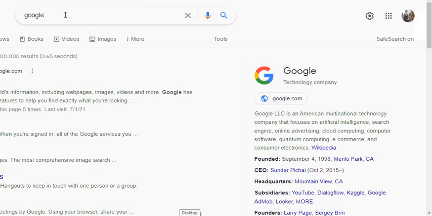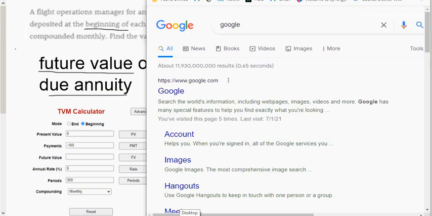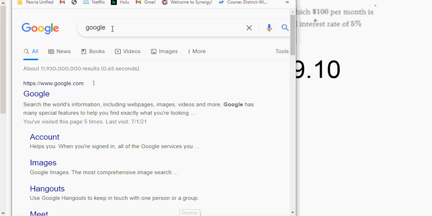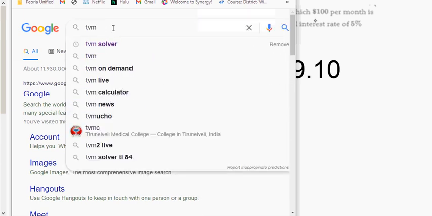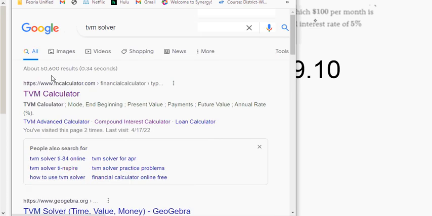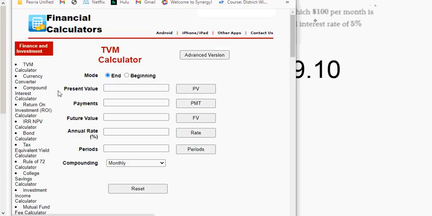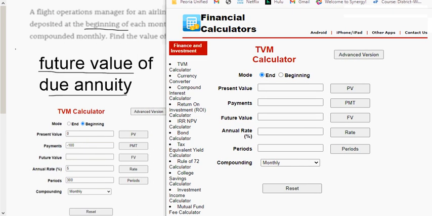So I have Google pulled up here, and if I just go to Google and I just type in TVM solver, it's like one of the first things that comes up. The very first one is here. I'll include a link somewhere in our site, I'm sure. But this TVM solver is just nice.